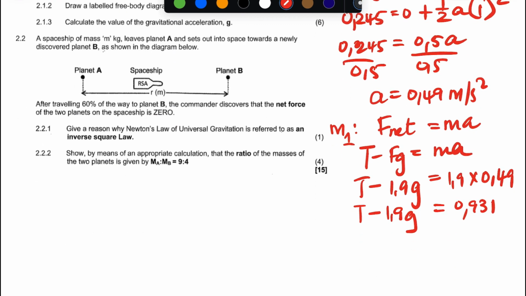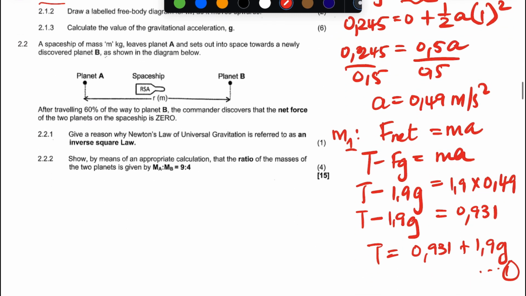So what are we going to do? We'll say tension is equal to 0.931 plus 1.9 G, right? And this will be equation 1. That will be equation 1. So doing the equation 2 for mass 2.